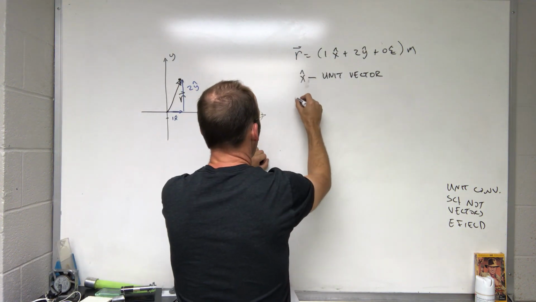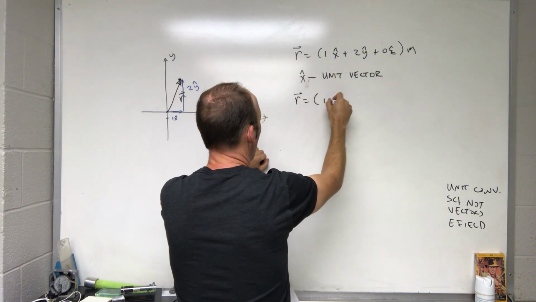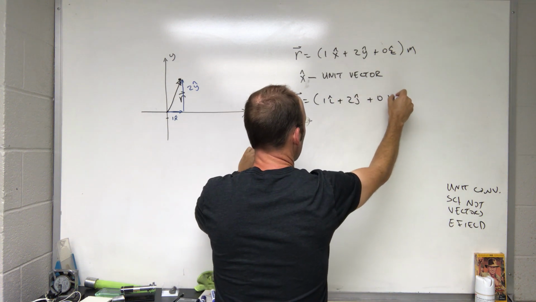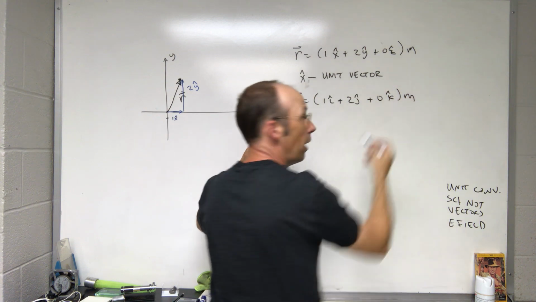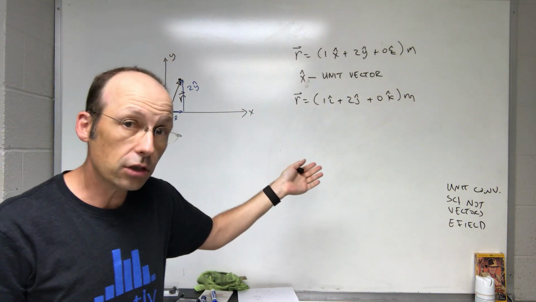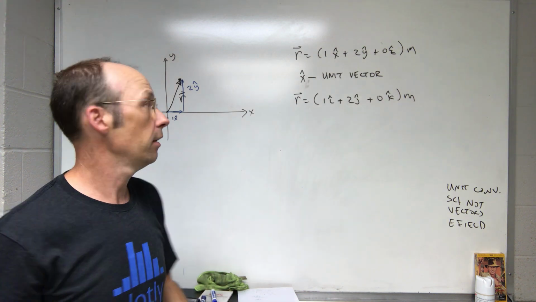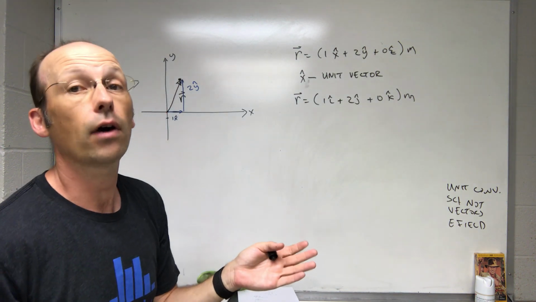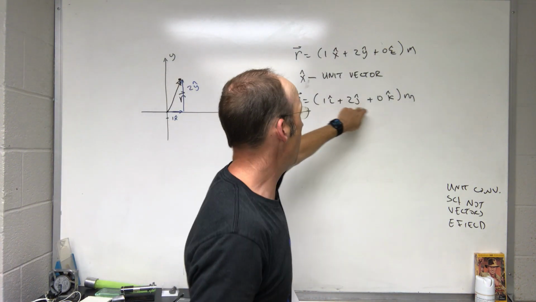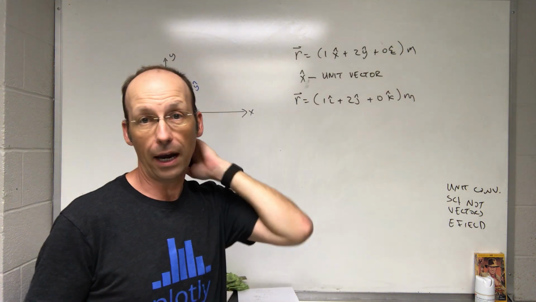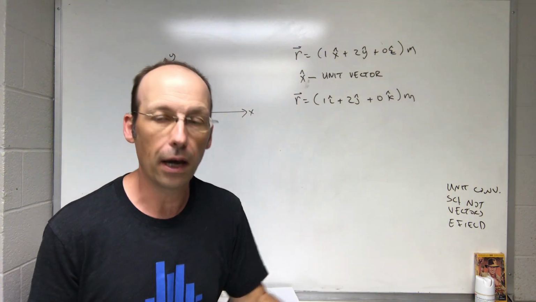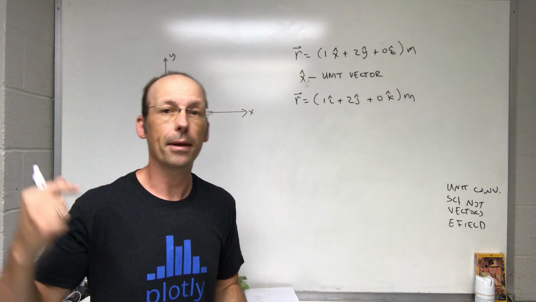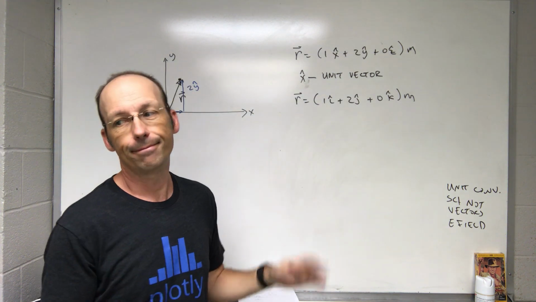Now, some other books may write this as r equals 1 i hat plus 2 j hat plus 0 k hat meters. Notice that we still have units on a vector. If it's a position vector, it has to have units. You can't just leave that off. And so I put the parentheses around there to show that each component has units. They all have the same units. This i hat, j hat, k hat is exactly the same as x hat, y hat, z hat. It's just a trendier way of saying it. So I don't want to use x's. That's just for normal people. I want to be cool. Make it look cooler. Fine.